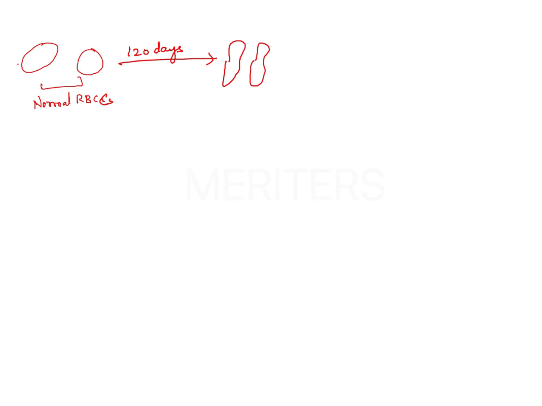We know that a normal RBC has a lifespan of around 120 days. So you have a normal RBC like this. It will be ovoid in cross section, circular. This is your normal RBC. Just learn it with me so that it will be easy for you to understand. After 120 days, they will undergo senescence. This is a senescent RBC.